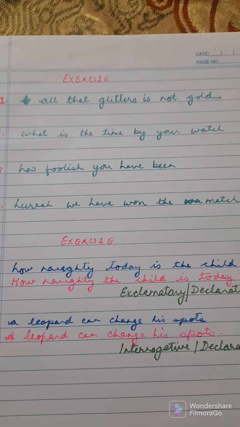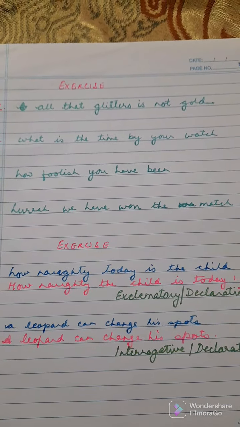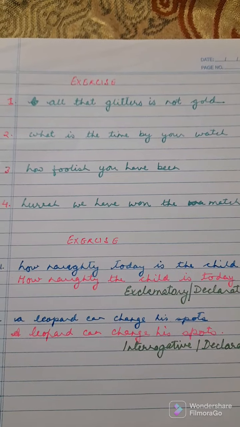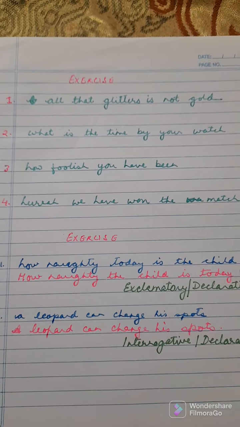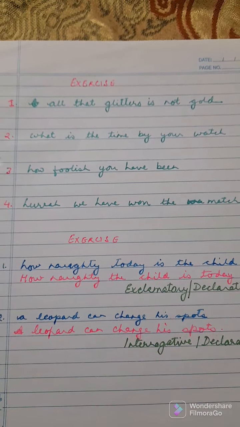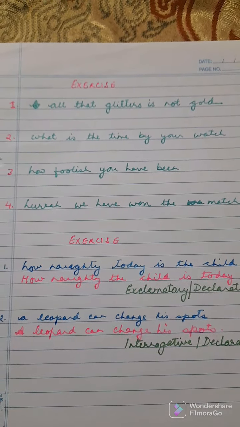Next, "what is the time by your watch." See here, there is no punctuation. So we have to see what kind of a sentence this is. Children, here we are asking a question. What is the time by your watch? So this is an interrogative sentence where we will put a question mark at the end of the sentence and start the sentence with a capital letter.